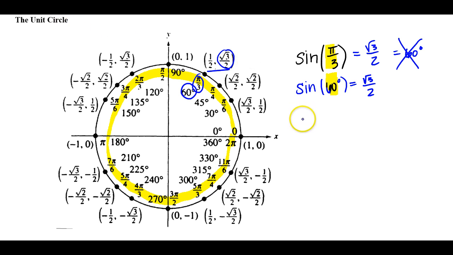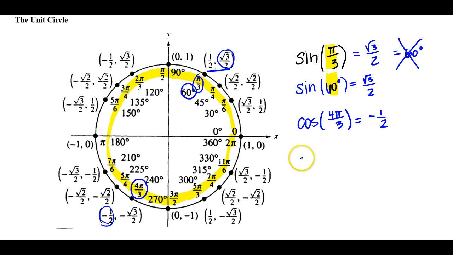Let's just try a couple more real quick. Let's say I want cosine of 4 pi over 3. The cosine function now corresponds to the x value. Sine corresponds to y, cosine corresponds to x. So for cosine of 4 pi over 3, we find 4 pi over 3 on the unit circle, and we look at the corresponding coordinate point, and cosine is going to be the x value. So the x value is negative 1/2. So cosine of 4 pi over 3 is negative 1/2.